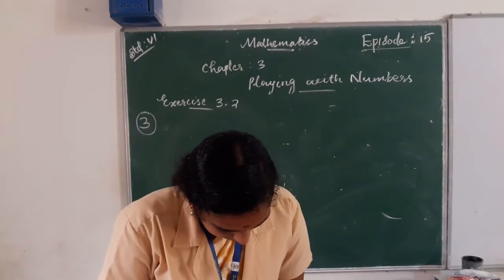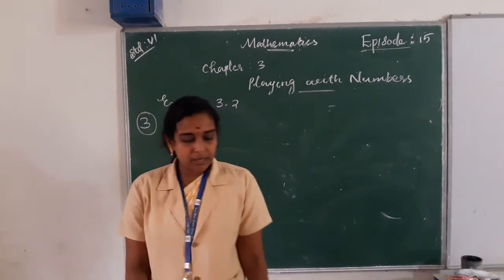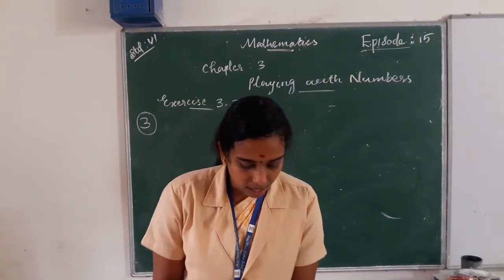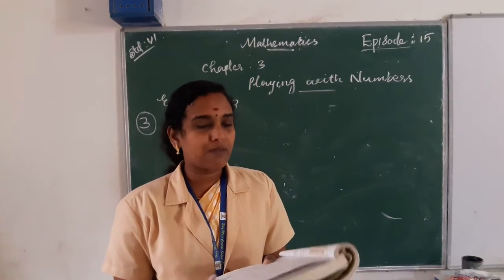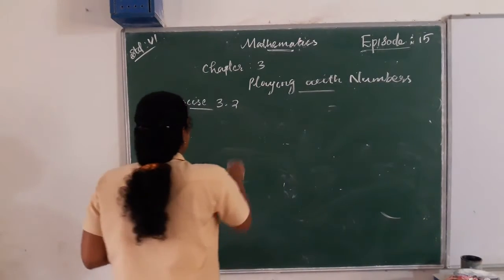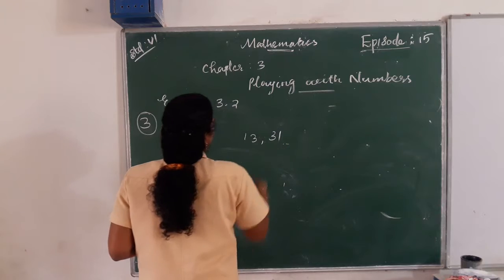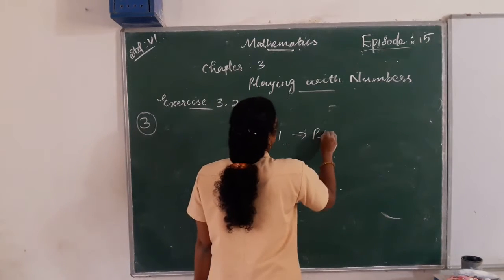Question number 3. The numbers 13 and 31 are prime numbers. Both these numbers have the same digits, 1 and 3. 13 and 31 are prime numbers.